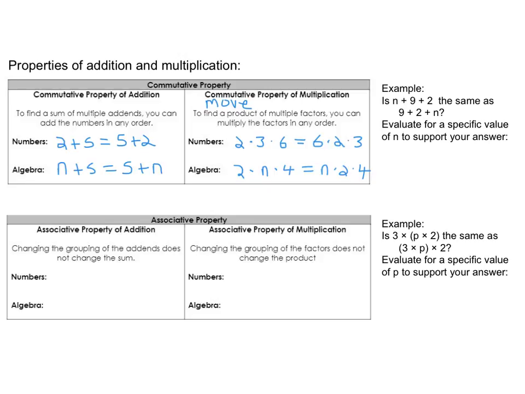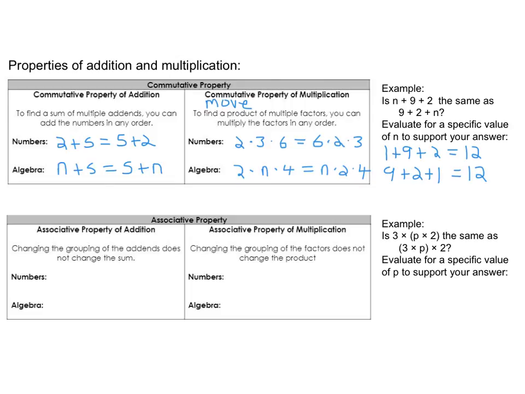So I'm going to do 1, hold on, I keep pressing the wrong button. Okay, here we go. 1 plus 9 plus 2, and I know that's equal to 12. Then I'm going to do 9 plus 2 plus 1. And again, I'm going to get 9 plus 2 is 11, plus 1 is 12. So I changed the order, but I got the same answer.